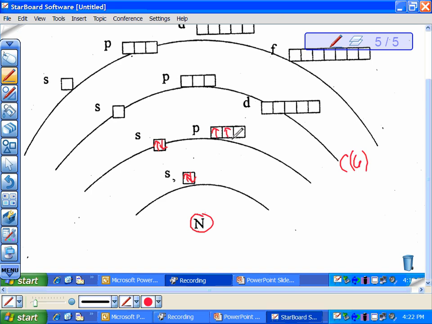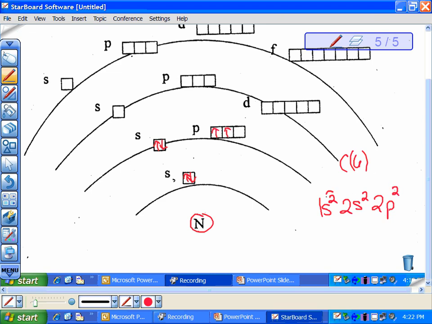Alright, so when I get ready to write this, you start here. This would be 1, and this is an S. And in that box, there are 2 electrons. Then we move on. This is the second energy level, so we put a 2. This is an S, and there are 2 electrons. And then we move on. This is still second energy level, so we put a 2. This is no longer an S, it's actually a P. And then there are 2 electrons here.